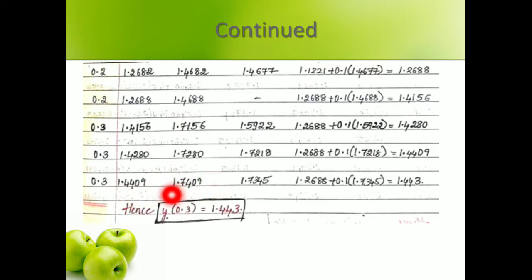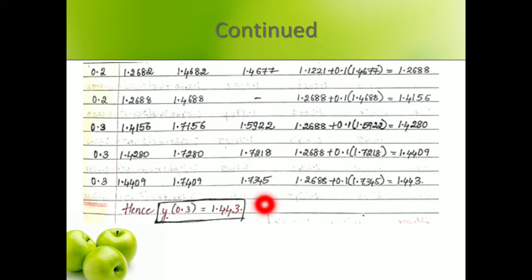Y dash is 1.7409. Mean slope is 1.7345. New y value is 1.443. So 1.440 and 1.443 are nearly equal. So hence you can stop the iteration here. So your y value at 0.3, you will be getting it as 1.443. This is the modified Euler's method.